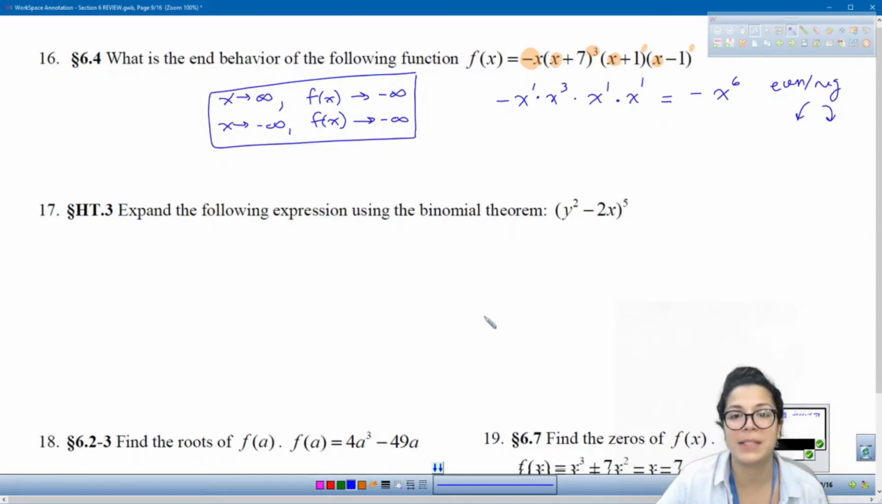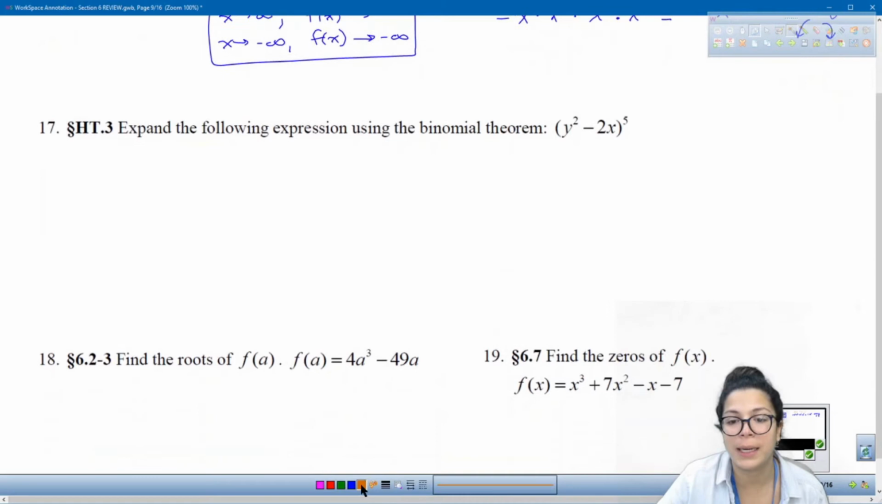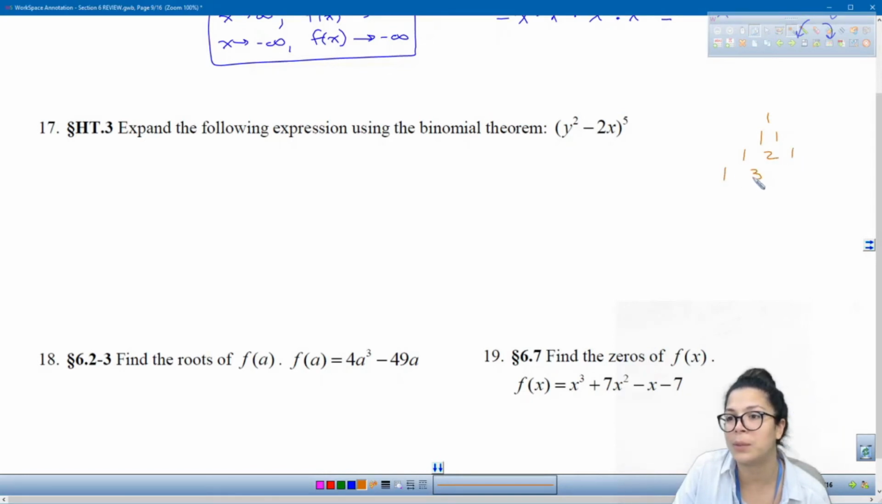Okay, number 17, expand. All right, now we need to use Pascal's triangle for this, right? Remember that the power plus 1 is how many terms you're going to have. So if this is a binomial to the 5th power, that means we're going to have 6 terms. So remember, for Pascal's triangle, you start with a triangle of 1s. You start with a 1, add what's on top, end with a 1. Start with a 1 for your next row, add what's on top, end with a 1.